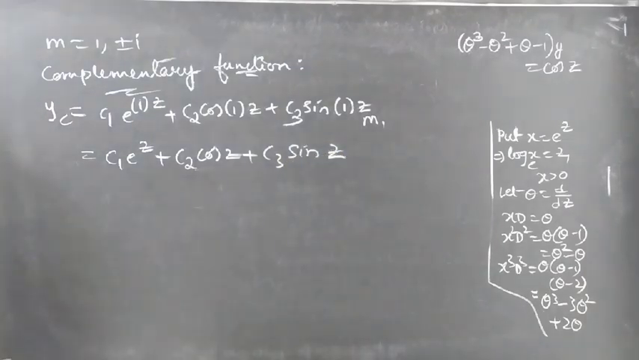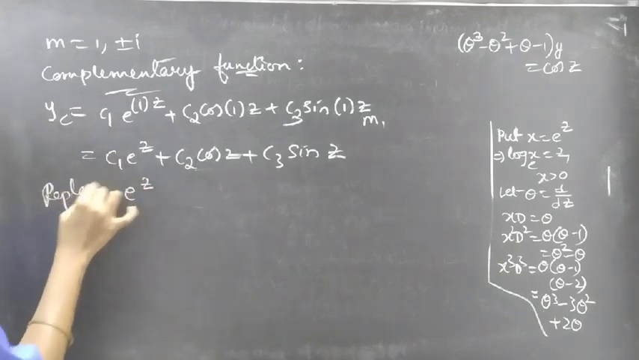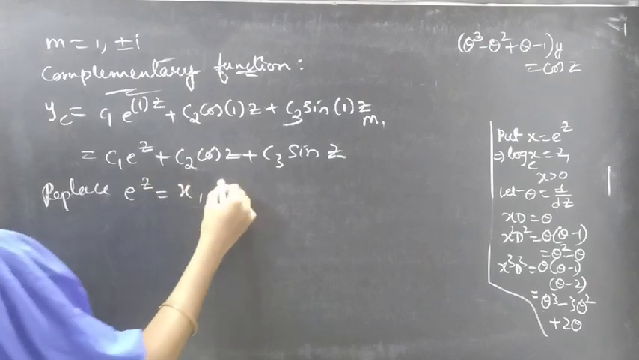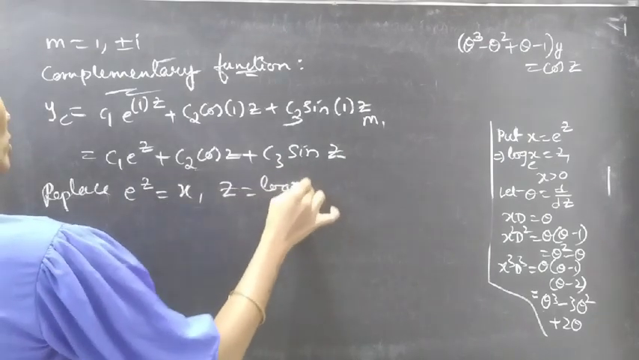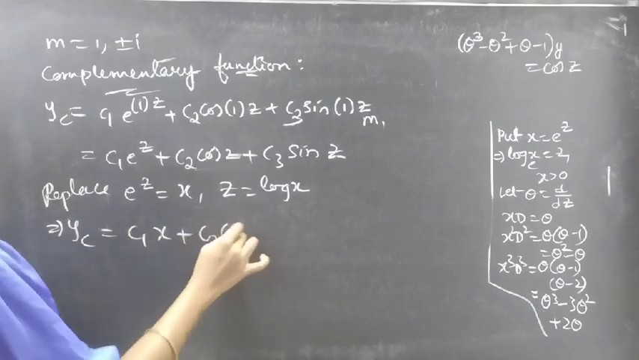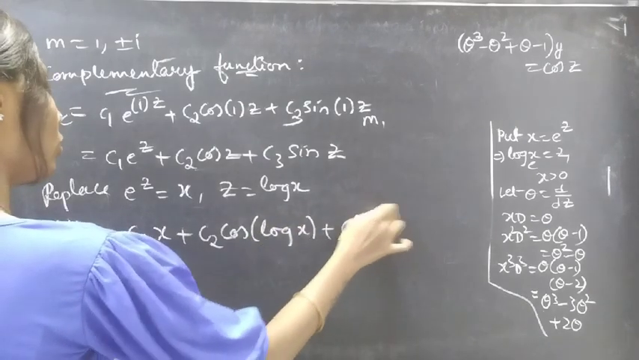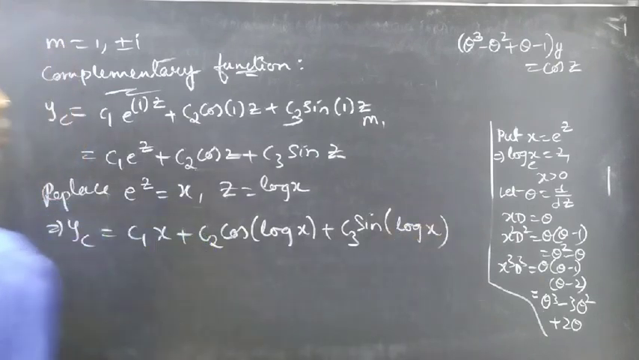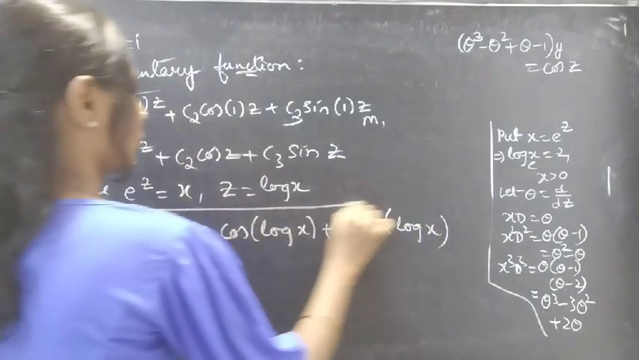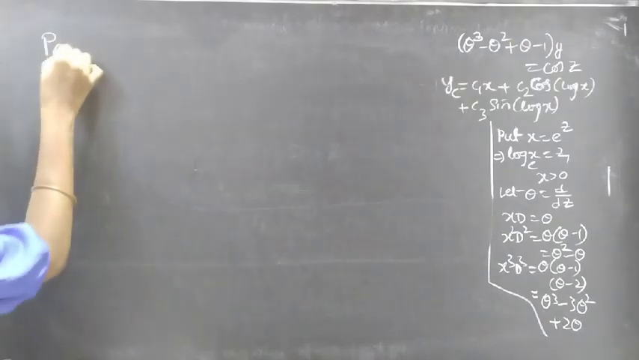Now we have yc in terms of z and we need to write it in terms of x. So we'll replace e power z by x and z by log x. Then yc becomes c1 x plus c2 cos of log x plus c3 sin of log x. So this is our required yc. Now we need to find yp, the particular integral.